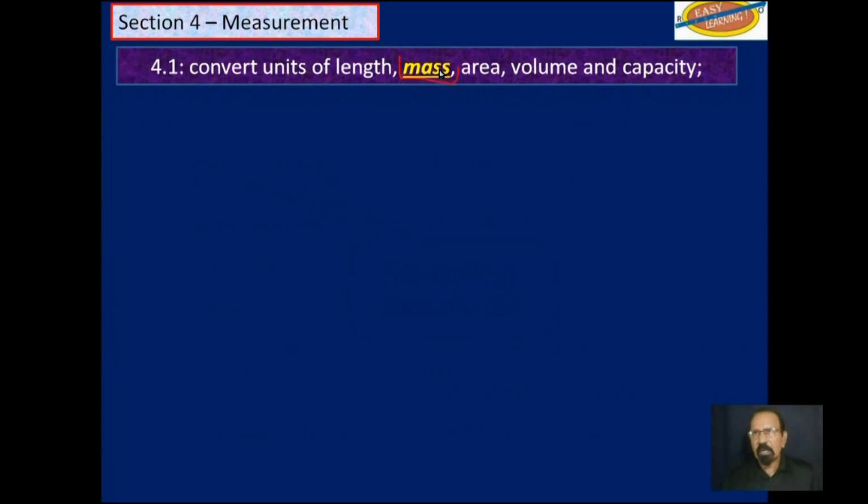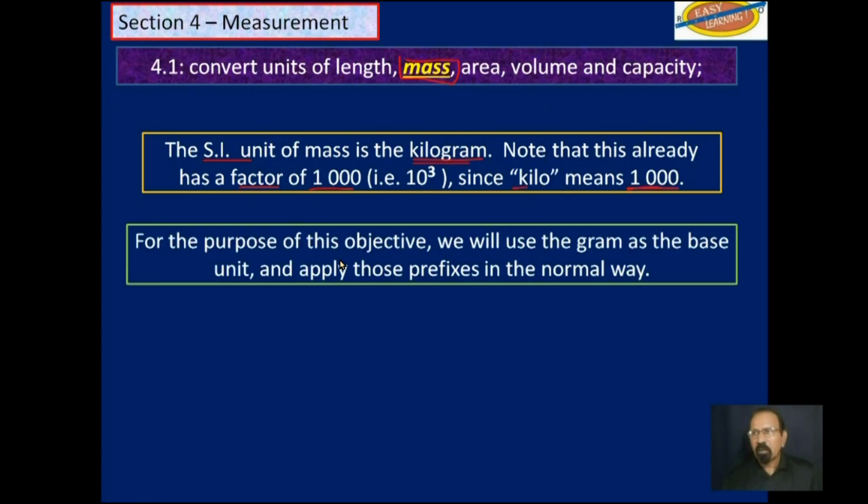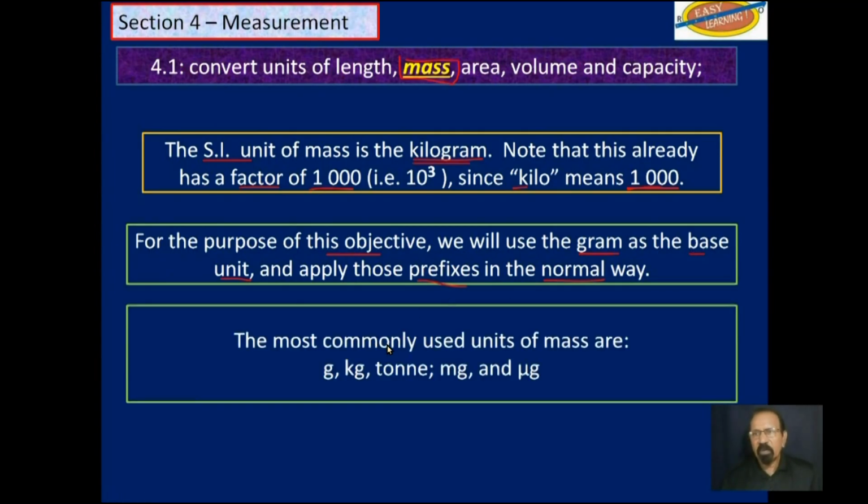Let's begin with mass. We did a little of this in the last video. The SI unit of mass is the kilogram. That's the SI unit. Note that this already has a factor of 1,000 since kilo means 1,000. For the purpose of this objective, we will use the gram as the base unit and apply those prefixes in the normal way. The most commonly used units of mass are the gram, the kilogram, and the ton.